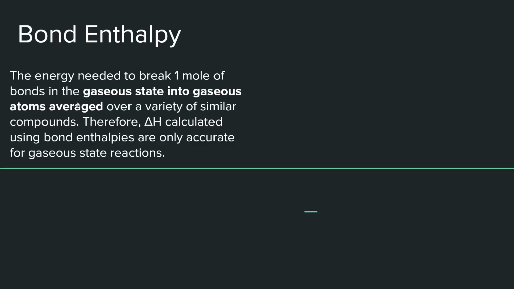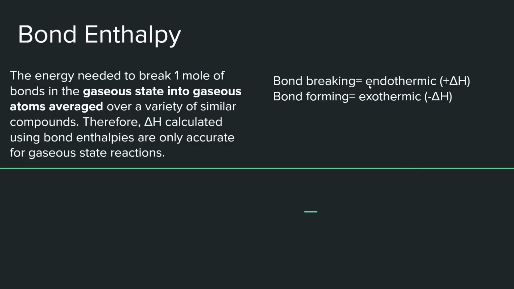And if you're using bond enthalpy, you have to make sure that you're using bond enthalpy of gases, or of any gases in the compound, right? So with bond enthalpy, you have bonds breaking, which is endothermic, or a positive delta H. And you have bonds forming, which is exothermic, and a negative delta H. Call back to when I said that chemical energy is needed to break bonds and is released when bonds are formed.